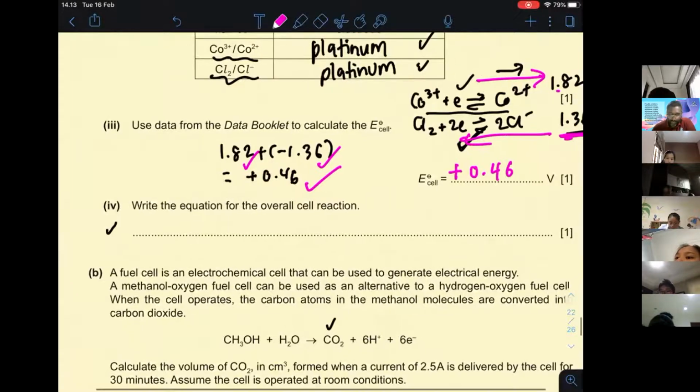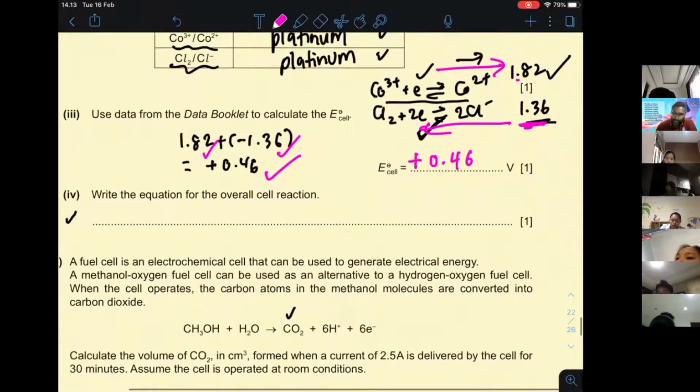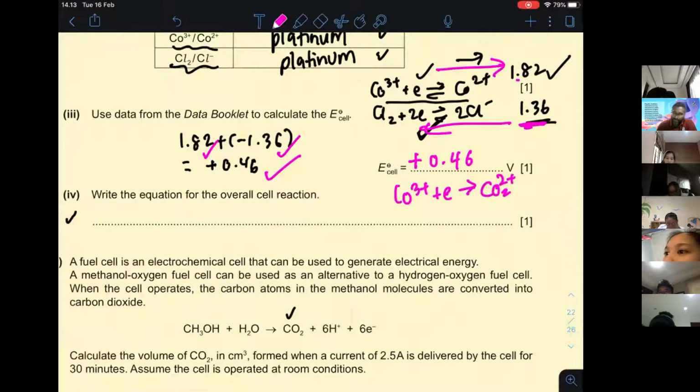Write an equation for the overall reaction. Quite simple also. Co3 plus electron to become Co2 plus. And this one is going to the left, so it's Cl minus. It's going to give you Cl2 plus two electrons. So I need to eliminate the electron. So what I need to do, I put 2, I add, and the electron will be gone. So I will have 2 Co3 plus.